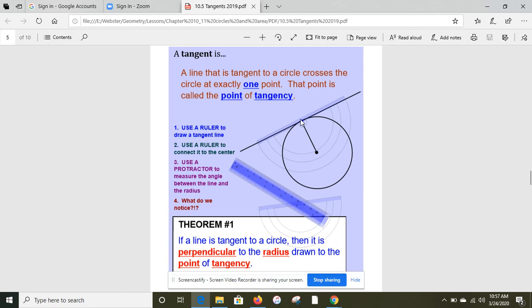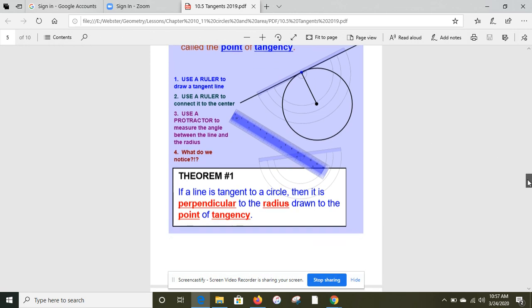So what we would have discovered, in class, if we had been in class physically, was you were going to use a ruler to draw that line to be a perfectly straight line. And then you would use a ruler to connect this point of tangency with the center. Okay, we talked about this term the first day, which is called the radius. And then I would have had you guys use the protractor to discover what's happening here and what's happening here. Hopefully you're noticing it looks pretty darn close to a right angle, which it is. So the first of two theorems for today is right here. If a line is tangent, then it is perpendicular to the radius.